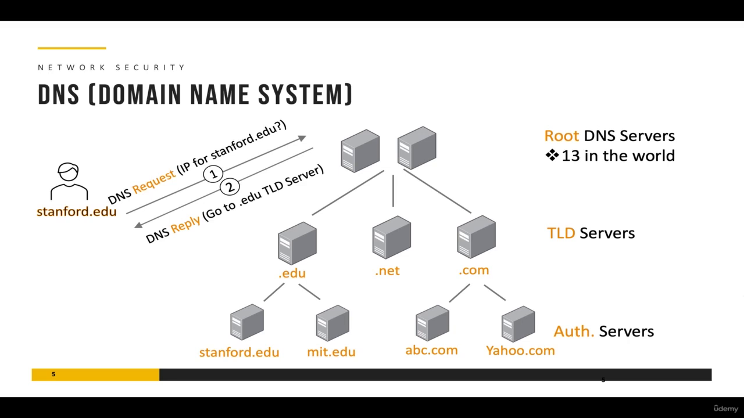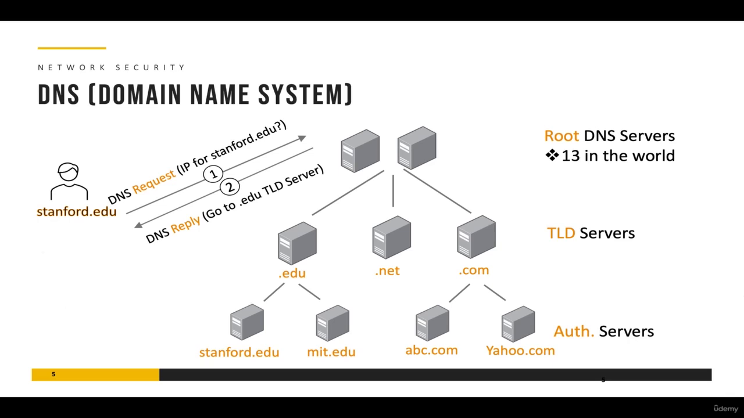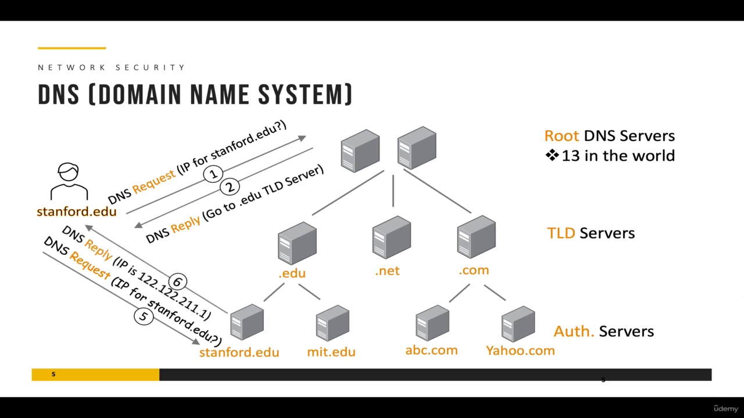So now you go to the top level domain server for the edu domain and ask the same question that I need the IP address for stanford.edu. Now the top level domain server is going to refer you to the authoritative server which caters to stanford.edu. And then you go to this authoritative server which finally gives you the actual IP address of stanford.edu. So this is how the DNS servers are arranged in a hierarchy, and also they're spread geographically around the world in order to load balance.